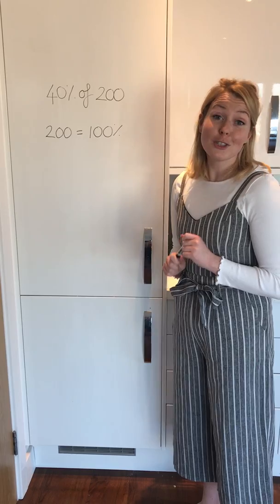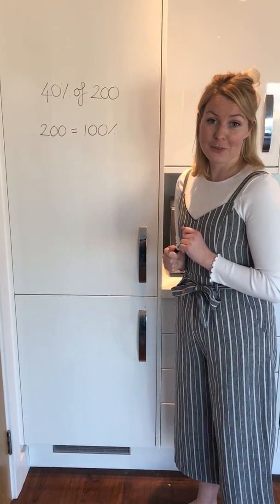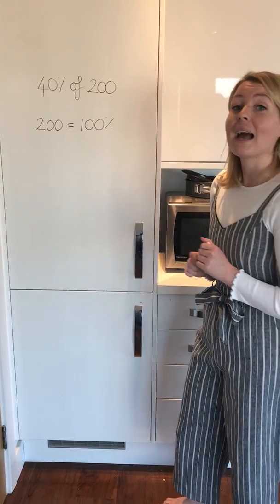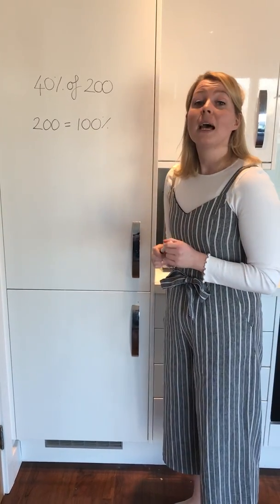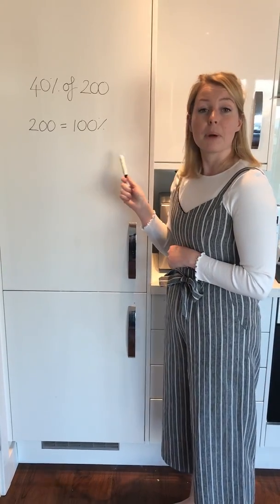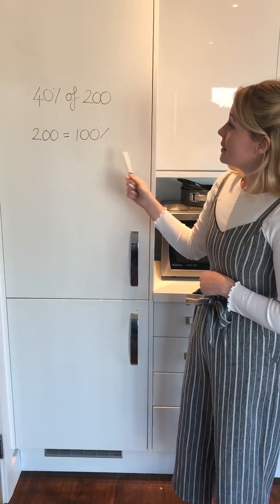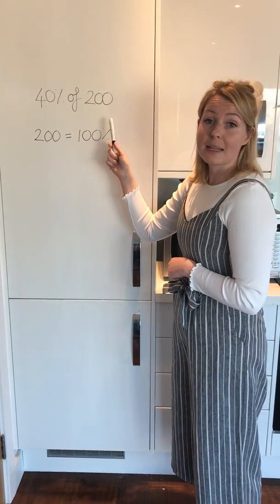Now first things first, do not copy me because I've written on my fridge door, but I have checked that it wipes off, okay? So we're going to be learning how to find percentages of amounts, and there is a support sheet to help you, but I just thought I'd talk you through it step by step so that it makes sense. So what you need to look at is the amount that you're finding the percent of.